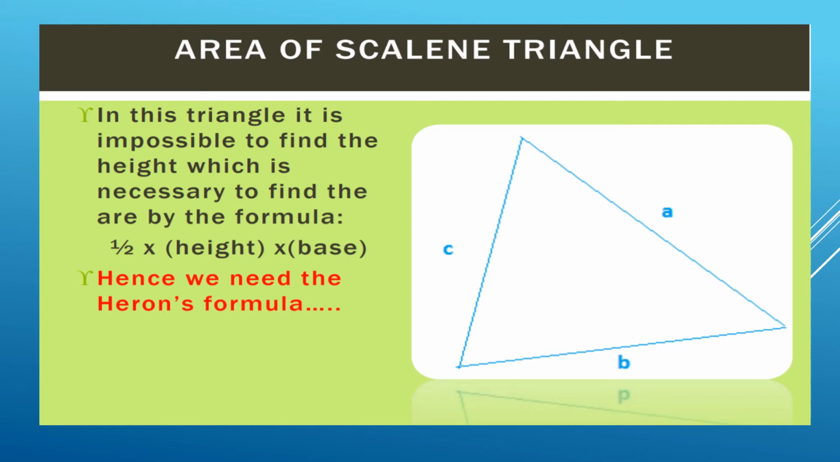Area of a scalene triangle. If you observe this diagram, this is a scalene triangle. In this triangle, it is impossible to find the height, which is necessary to find the area by the formula of half into base into height. Hence, we need Heron's formula. Actually, we know the area of a triangle means half into base into height. But in the case of a scalene triangle, we can't find the height. Okay, my children. That is why the need of Heron's formula came into the limelight. Okay, my children.